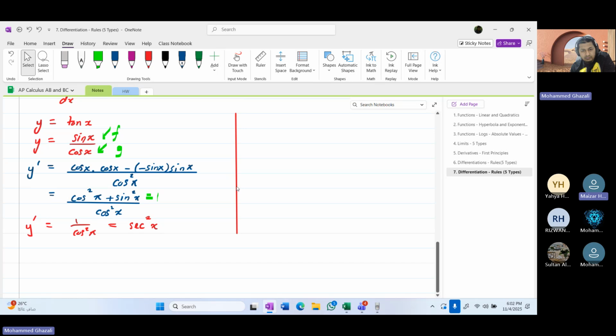Yes, cosine squared x plus sine squared x is 1. Yes. Okay. And cosine squared x minus sine squared x is cos 2x. That's a double angle. All right? Okay. Yeah, all right.